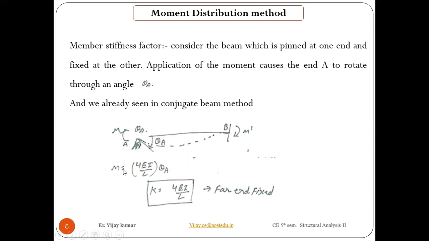So we need to calculate M, obviously just cross multiplication, nothing else. So theta A is equal to ML by 4EI, and M is equal to 4EI by L times theta A. So this term is considered to be your stiffness, if the far end is fixed. If the far end is fixed, it means if you are standing here at A, your far end is B, the distant point. So this is the far end, and it is fixed. In that case, the K value comes out to be 4EI by L. So please note it down. It is a very important point that we need to use in further calculations.